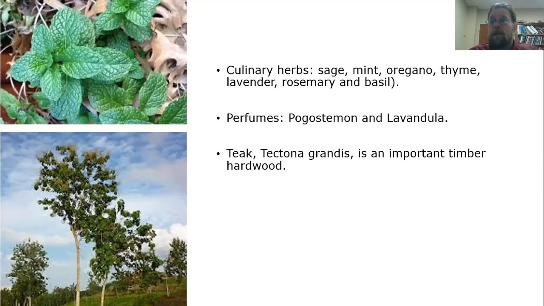But one of the things that's really characteristic of this family is they have those oils, that great flavor that we get from the herbs, that great smell of mint. Those are oils that are produced by the plant. Teak wood has a lot of those oils in it, and it makes it very resistant to insects and rot. And so it makes it very effective and very useful as a form of timber.